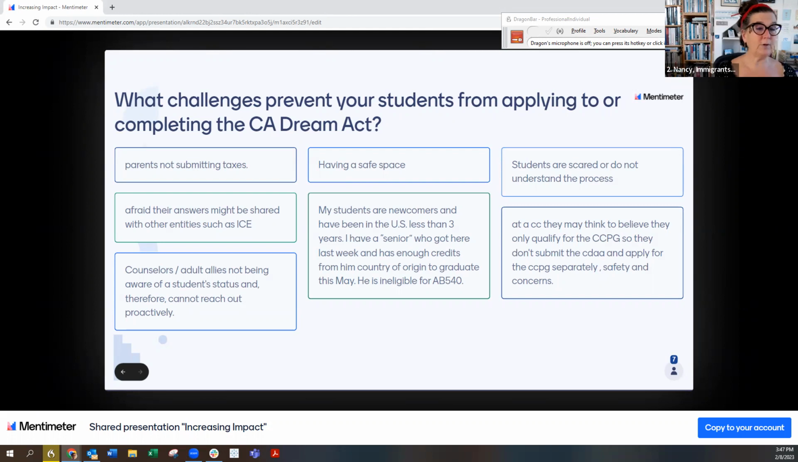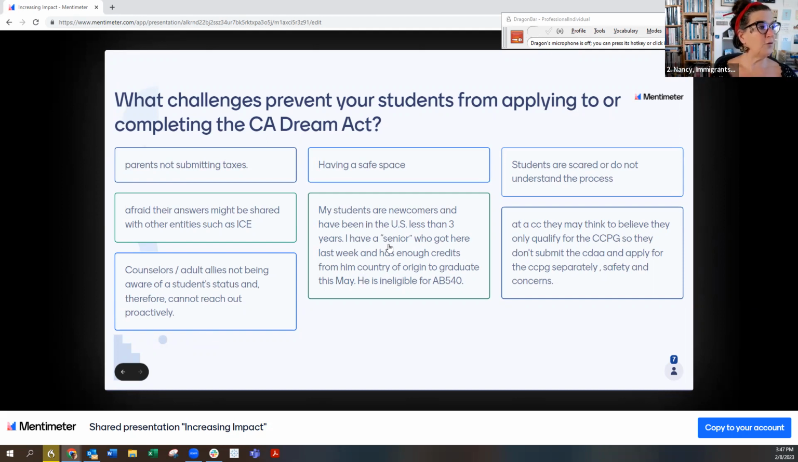That is a very important concern that students have, and there are a lot of federal and state protections, but how can we get that information out to students so that they know that straight up? Counselors and allies not being aware of a student's status and therefore cannot reach out proactively. That's really important, and I think sometimes it's important for us to be more visible about our support that's out there, so that even students who haven't talked about their status yet are able to know that you might be a safe place and you have some information there.